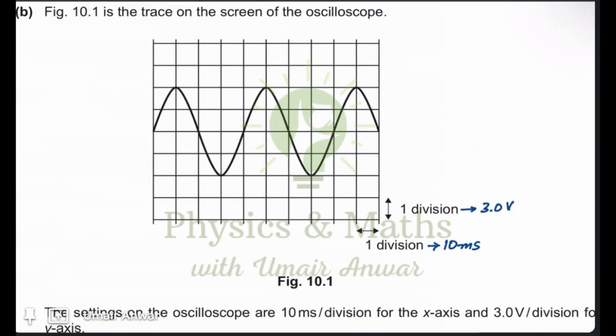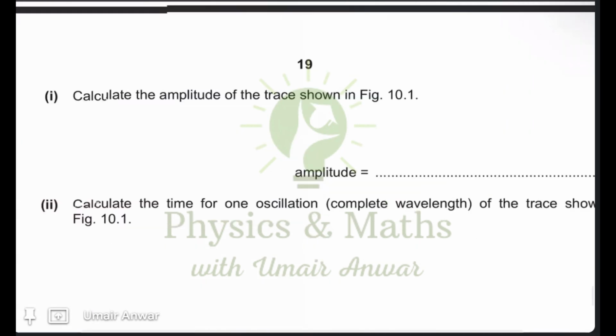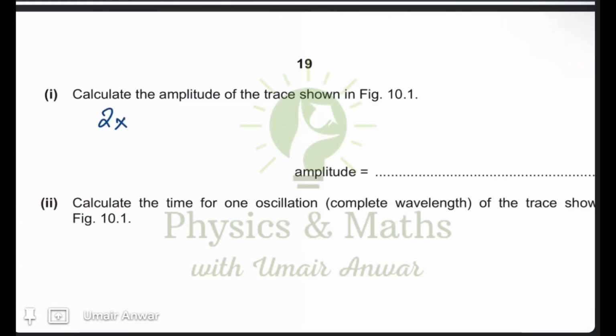Now the amplitude is equal to two divisions. We can see whether it is on the positive side or on the negative side. So two divisions means there is a voltage of 6. So two divisions multiplied by 3.0 volts gives us 6.0 volts. This is the amplitude of the given signal.